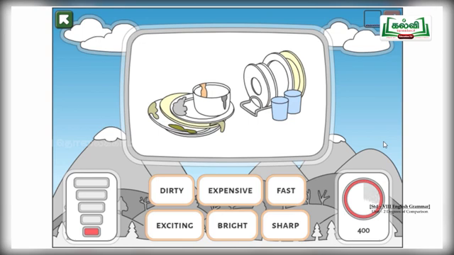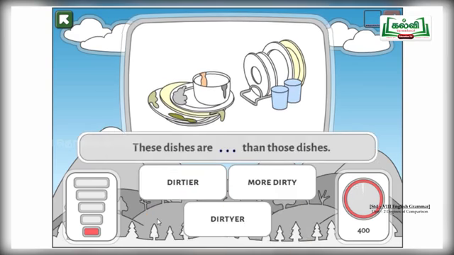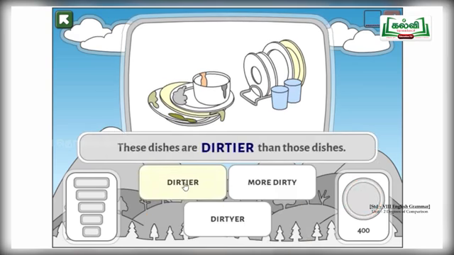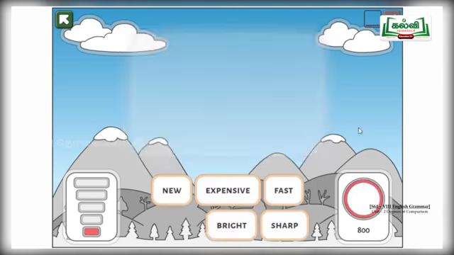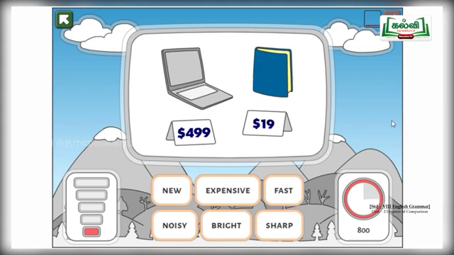The next question, two sets of plates are there. Dirty, expensive, fast, exciting, bright and sharp. It seems to be very dirty. So let's go with dirty. These dishes are dirtier, not more dirty, but dirtier than those dishes. So let us click this as the answer. It's the right answer.